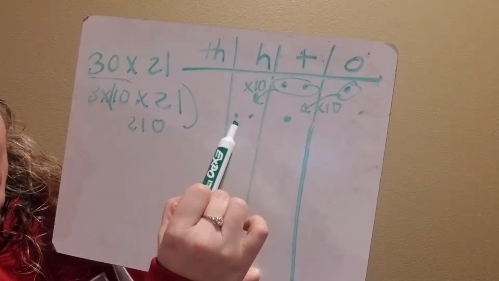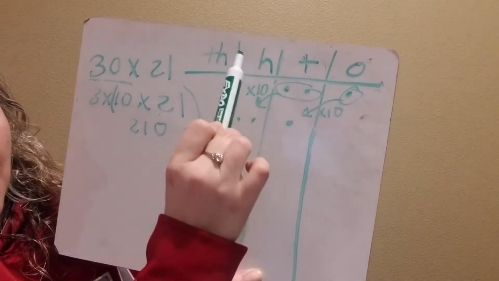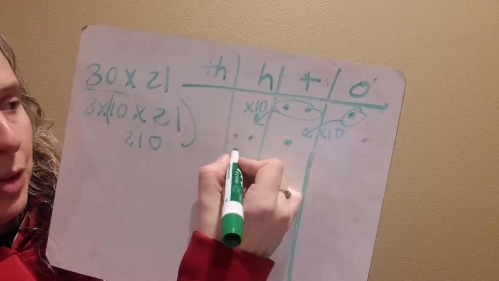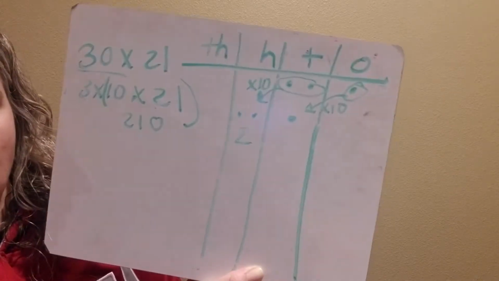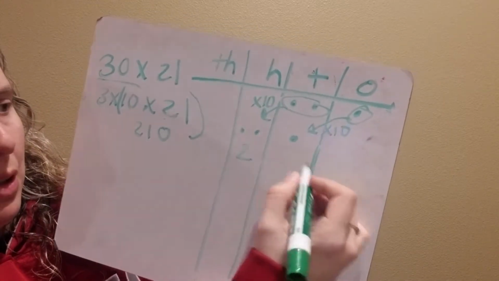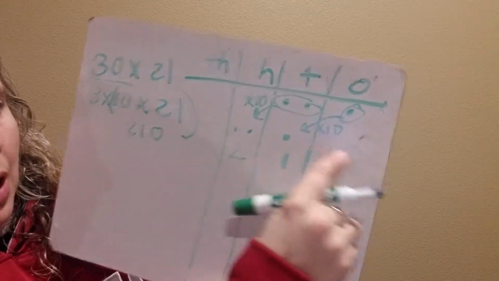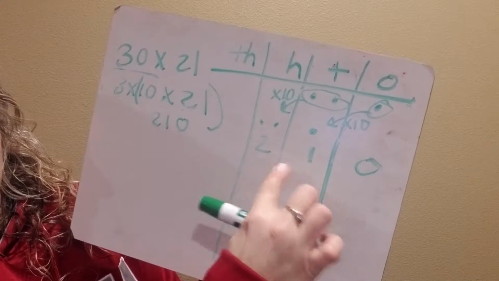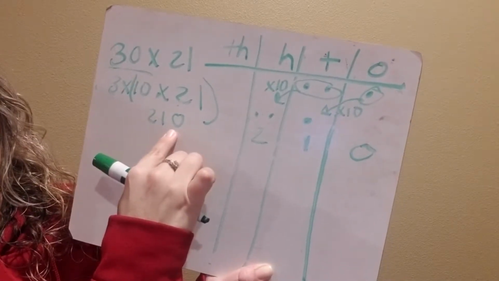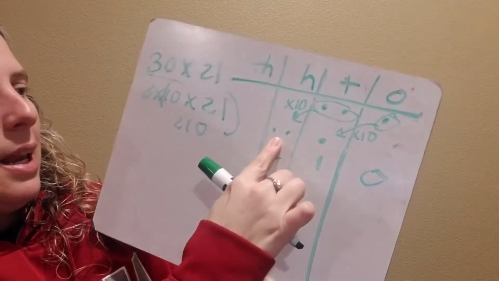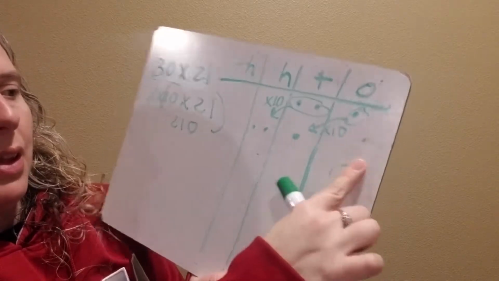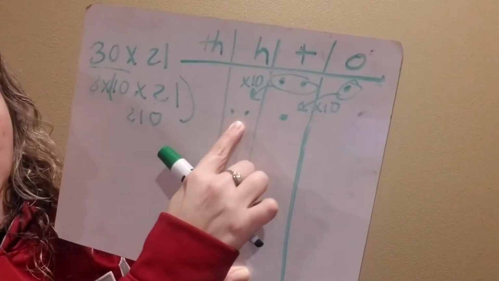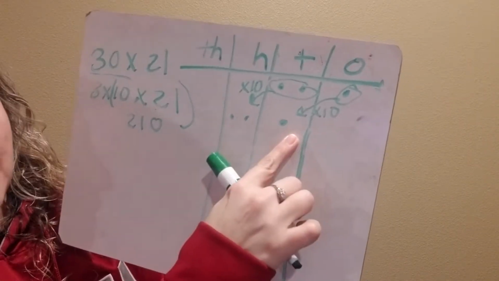So how many hundreds do I have? 2. So that would be 200. How many 10s do I have? 1. And how many 1s do I have? 0. So my number is 210, just like we said. Now, I'm going to erase this. We know that that's 210. I have 2 hundreds, 1 10.